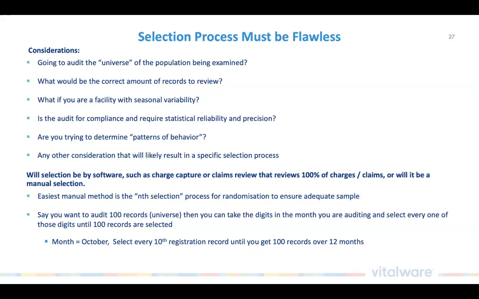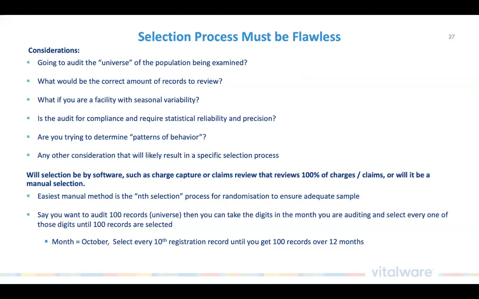The easiest method to employ is the nth method selection. So say you want to look at 100 records. You take the last digits of the month. So say you're October. That's 10, okay? So you're going to take every 10th one until you get 100 records done over 12 months. So you set your universe as being 12 months. I'm going to select every 10th one until I get to 100 records.